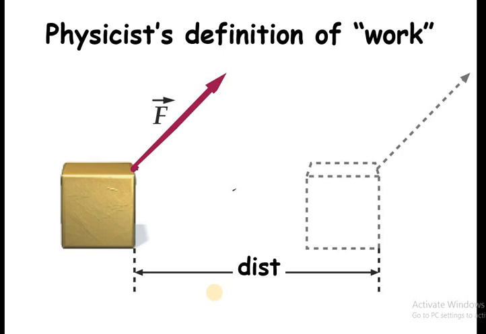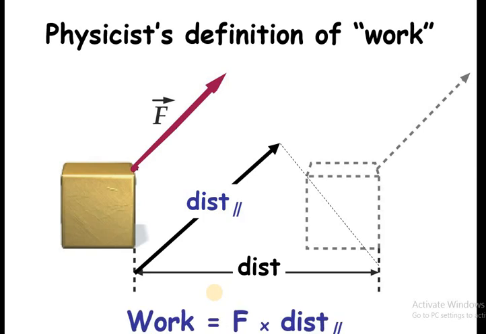Here you can see one block. That block is pushed by a force F, and whenever the force is applied, the block covers some distance. So let me assume the block was in position A and it moves to position B. That is the distance. And in physics the term work is used, which is related to displacement produced by a force.